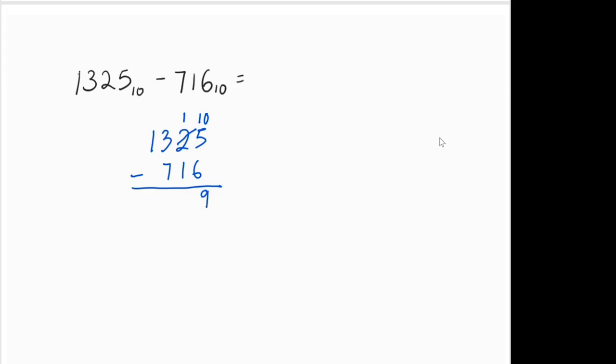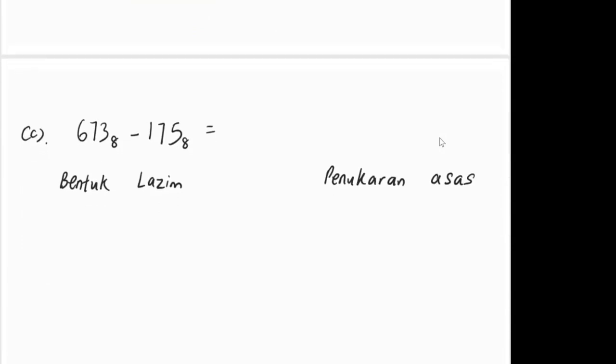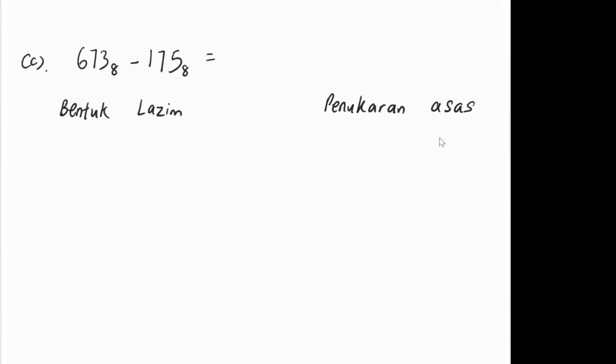Selepas tu 1 tolak 1 sifar. 13, 3 tolak 7 tak cukup. Maka kita akan gunakan 13 tolak 7 iaitu jadi 6. Jadi jawapan kita adalah 609 asas 10. Jadi ini adalah untuk asas 10. Mari kita lihat contoh soalan yang asas lain. Jadi di sini kita ada asas 8. 673 asas 8 tolak dengan 175 asas 8.